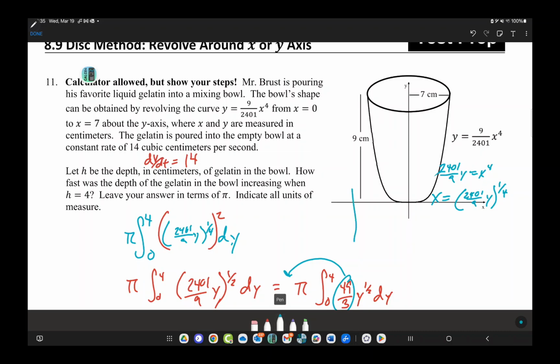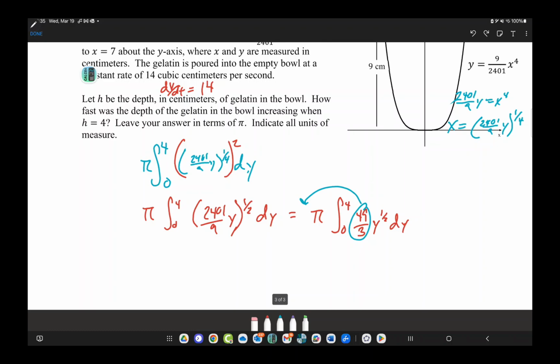Now, why are you doing that? This right here, all right, volume is equal to 49 over 3 pi times the integral of y to the 1/2 from 0 to, well, 4 in this case, dy. So what do I need to do to this? We would take d/dt, right? Because I want to know how fast the rate's changing. What happens when I take the derivative of an integral? It goes away.